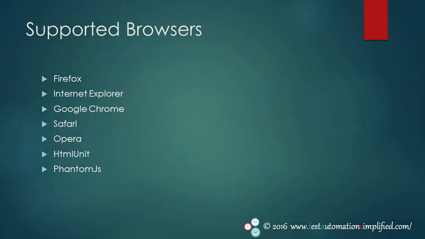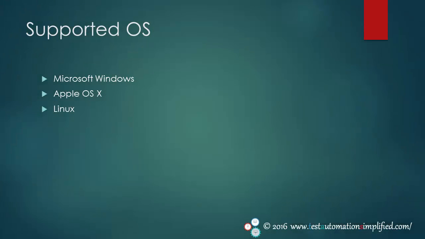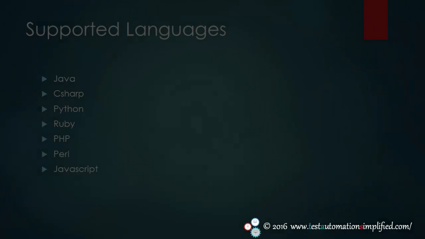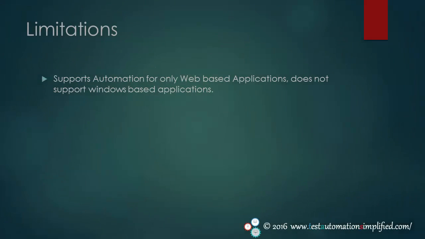Coming to browsers which are supported by Selenium. Almost all browsers available in the market today are supported by Selenium for automation. These browsers are Firefox, Internet Explorer, Google Chrome, Safari, Opera, HTML Unit, and PhantomJS. Selenium also supports major operating systems such as Microsoft Windows, Apple OS X, and Linux. Selenium scripts and frameworks can be developed in various languages such as Java, C#, Python, Ruby, PHP, Perl, and JavaScript.